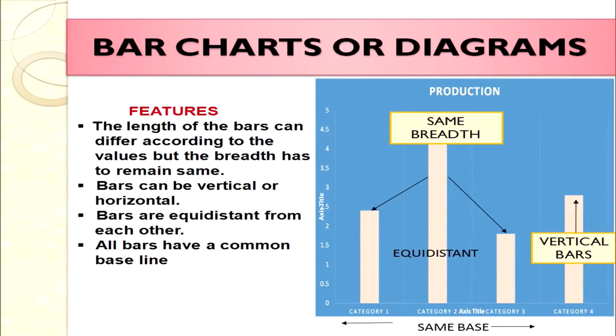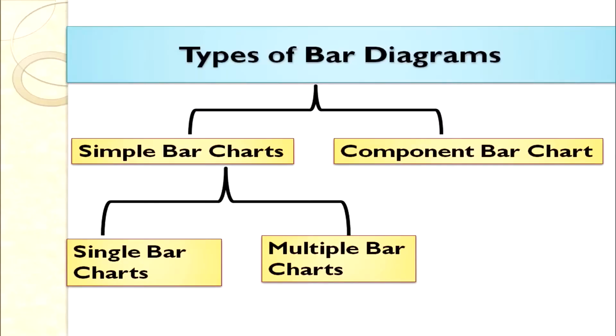Now, the next key feature: bars are equidistant from each other. As you can see, the distance between the bars is equal. Now, the most important feature: all bars have a common base line. So, here we have learned about the key features of bar diagrams. Now, we can discuss different types of bar diagrams. There are mainly two different types of bar diagrams.